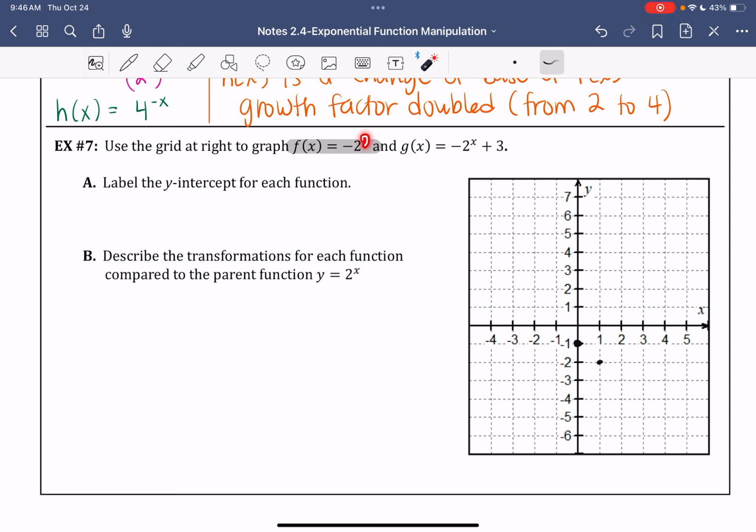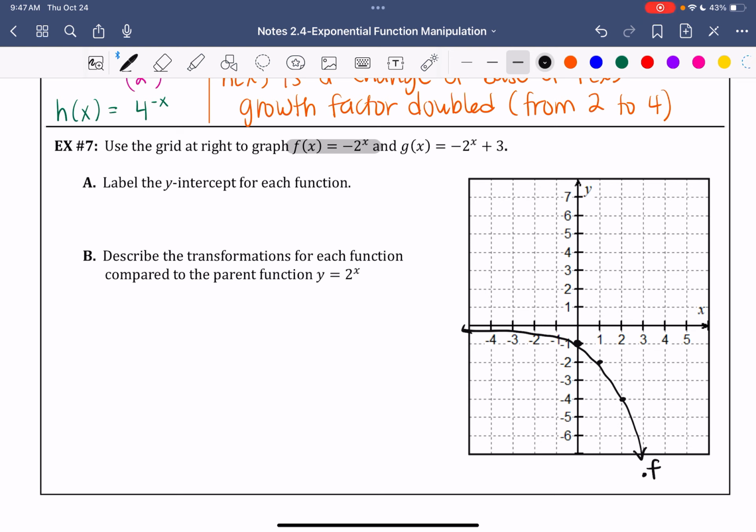If I were to plug in a 2, 2 to the 2 is 4, but make it negative. If I were to plug in a 3, 2 to the 3 is 8, but make it negative. It only goes up to 7, so I would guess that 8 is about right here. So now that I can see the pattern, the rest of it, I'm just going to kind of sketch in. It's going to go really close to the x-axis. So I'm going to label this as F.